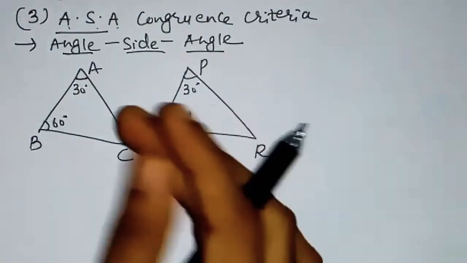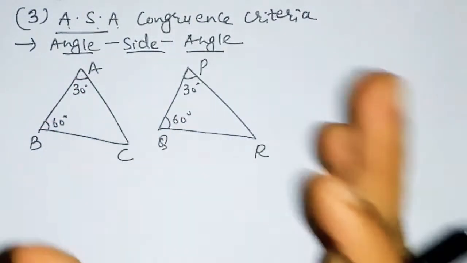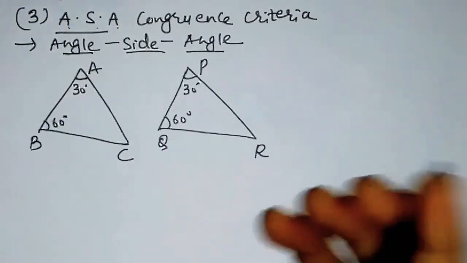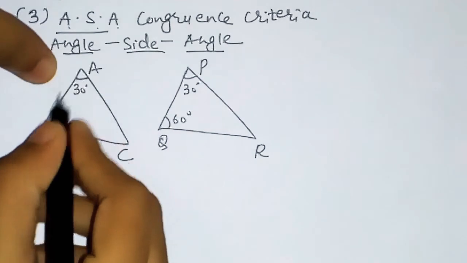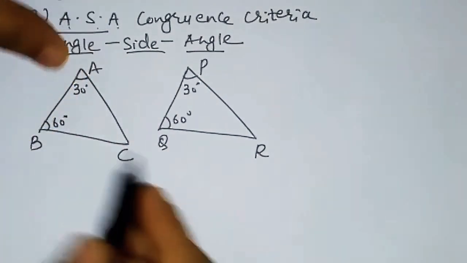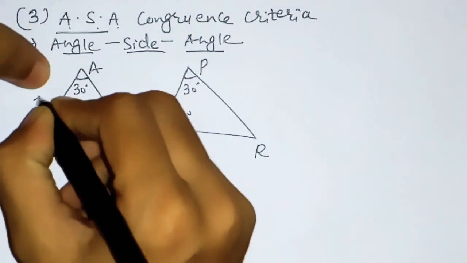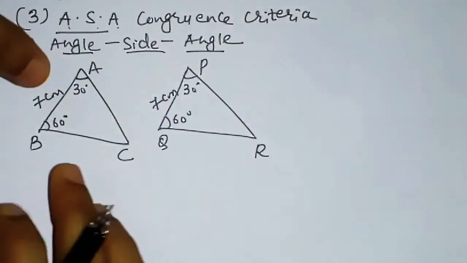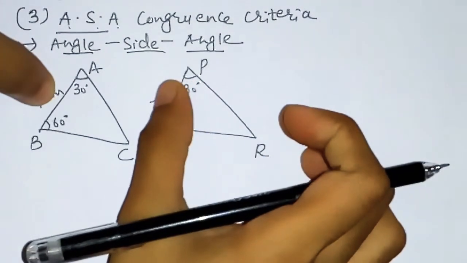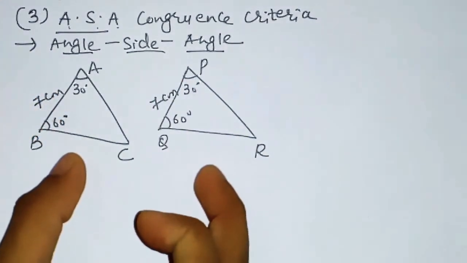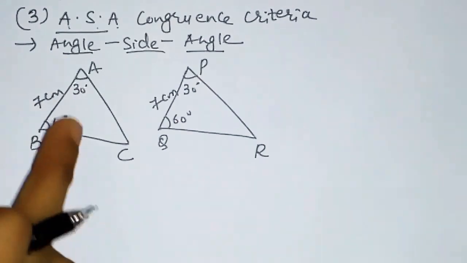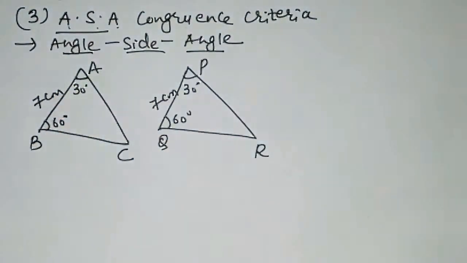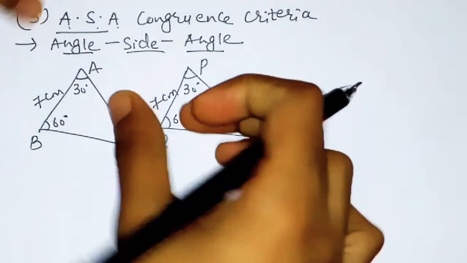So between these two angles, which side is coming? If you see the figure, which side is lying between these two angles, that you need to see. So obviously this AB is coming between these two angles. Suppose if this is 7 centimeters, then this also should be 7 centimeters. If this is not given and this one is given equal, then it becomes angle, angle, side, AAS, and AAS is not a criterion, so it will be wrong. And suppose if it is given here, then also it is wrong.